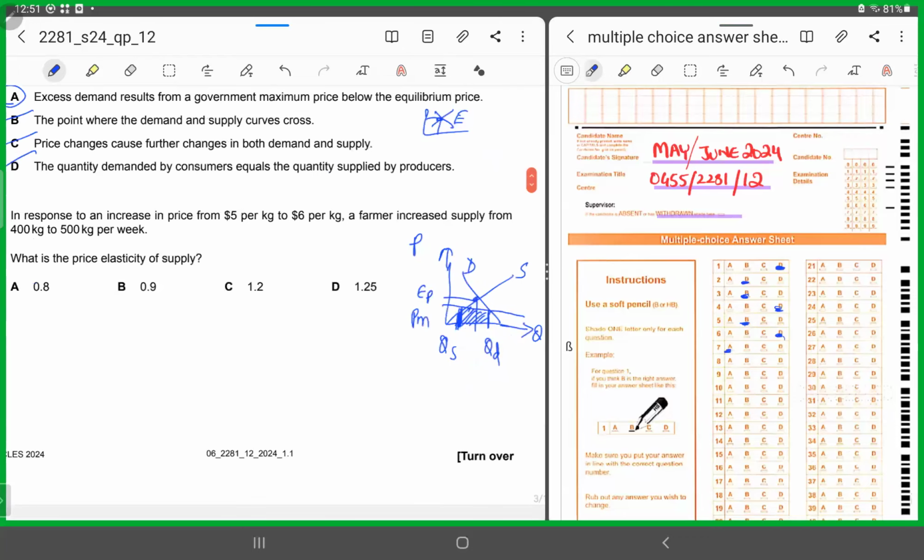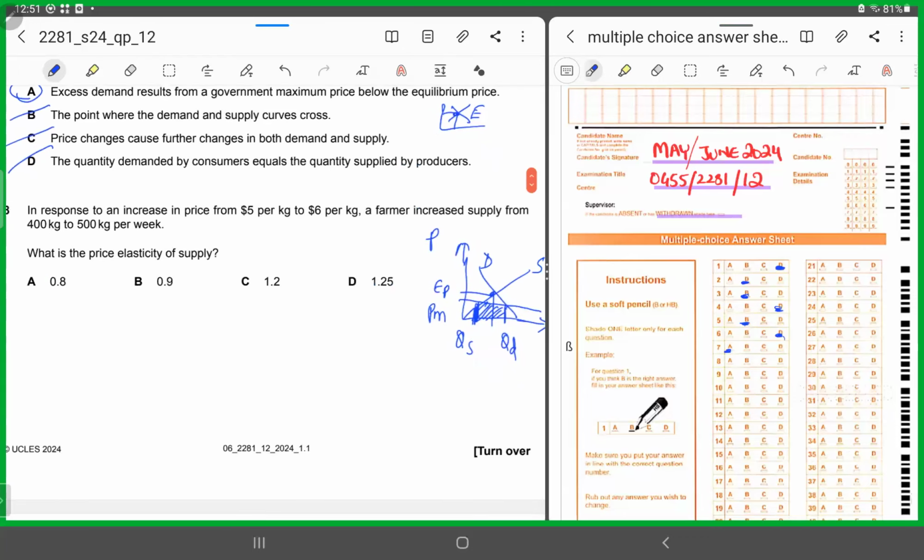Now, let's look at number 8. Number 8 talks about price elasticity of supply. It's a simple question. All you need to do is put in the formula and put in the data available, and you'll arrive at the correct answer. Now, let's read the question. In response to an increase in price from $5 per kg to $6 per kg, a farmer increased supply from 400 kgs to 500 kgs per week. What is the price elasticity of supply?